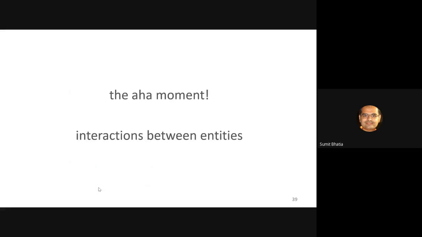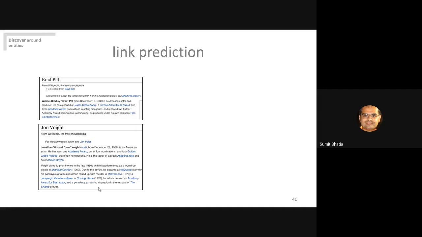Okay, so let's go to the final application, which I call the aha moment, and to motivate you about that. The first application is predicting possible links or possible connections between different entities in the graph.